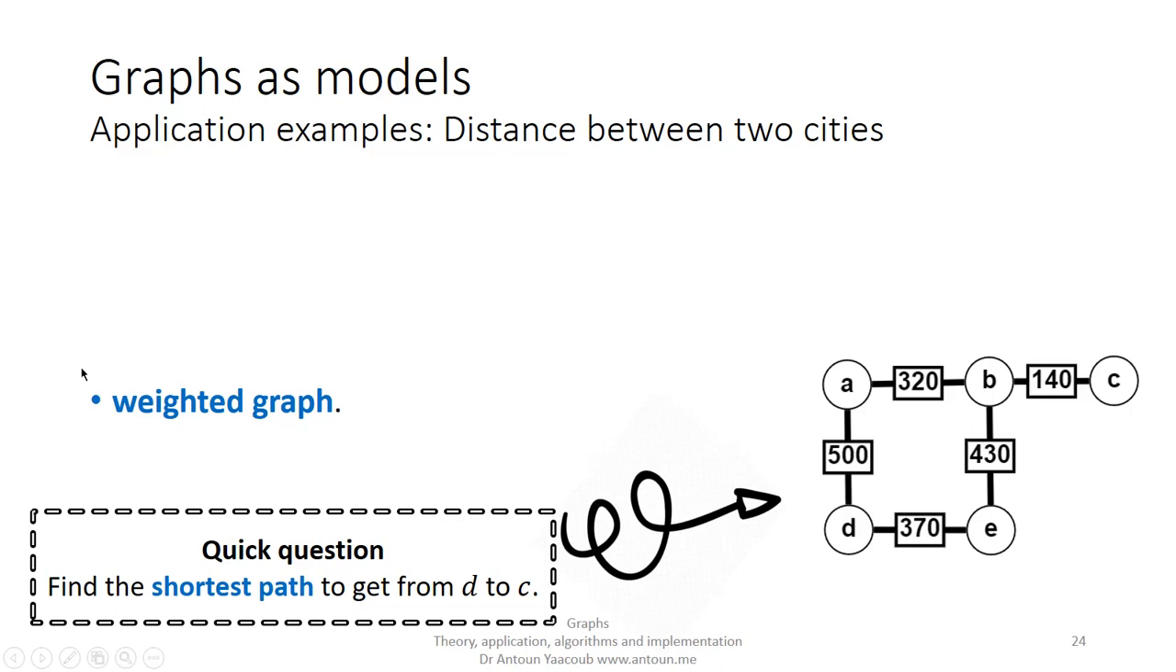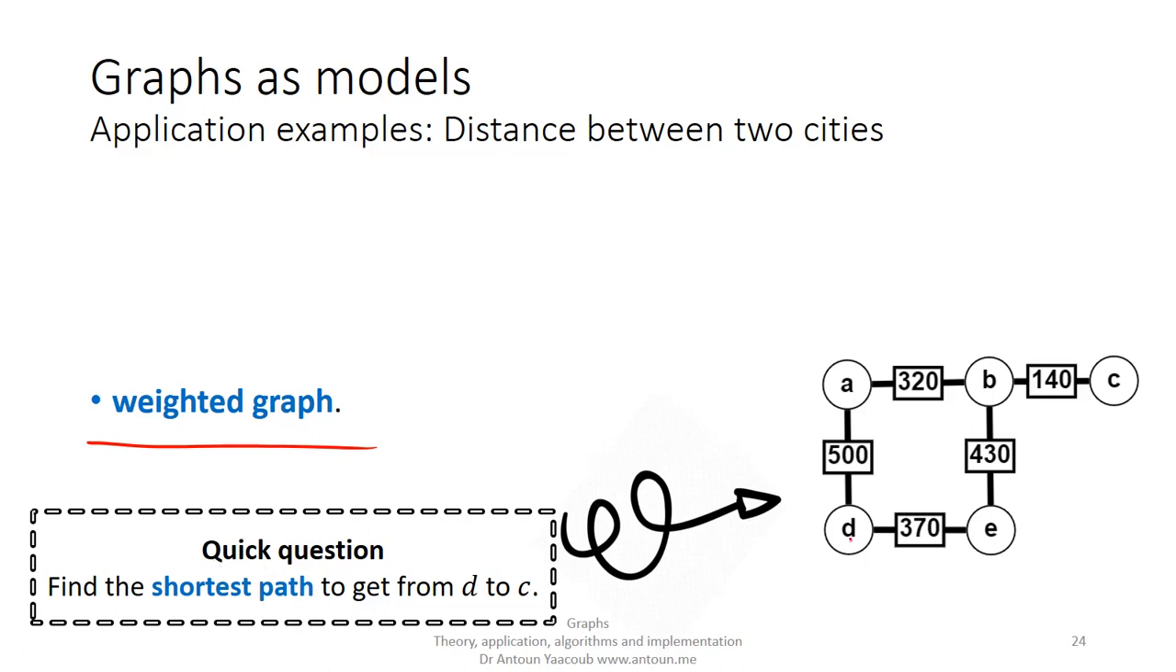So this graph is called a weighted graph. Why? Because we attach some weight, some number, to the edges. It could be positive, it could be negative. We will see that later whenever we work with distances, flows and networks. So the question here is to find the shortest path. We also have a new notion here: the shortest path to get from D to C.